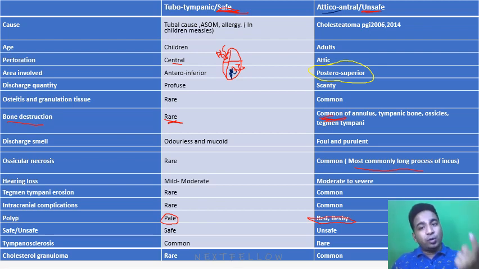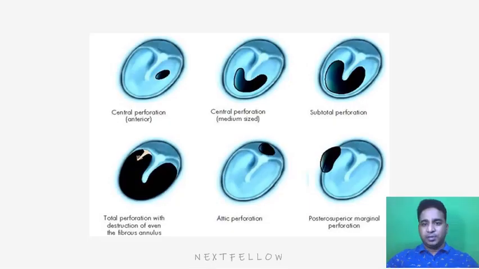There may be more and more osteitis and the bony destruction will be more. Treatment required will be the modified radical mastoidectomy or the radical mastoidectomy. And again, the intracranial complication chances are much higher in unsafe type of variety. So I hope the comparison which I wanted to point out is easy for you.